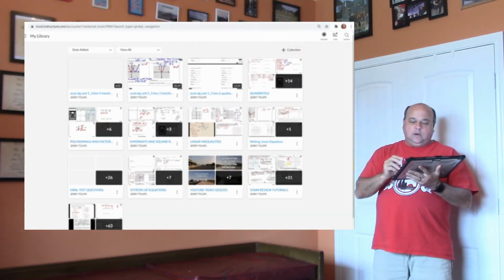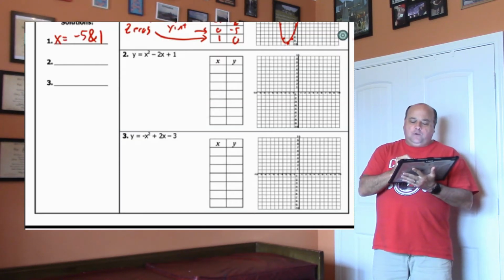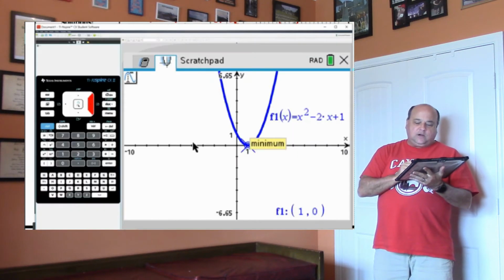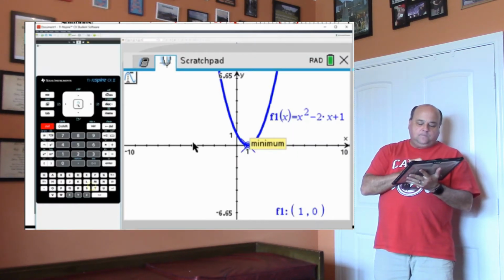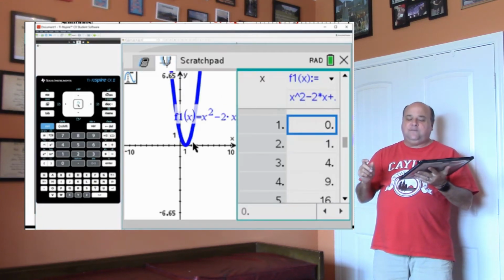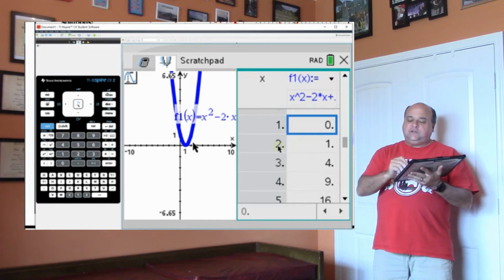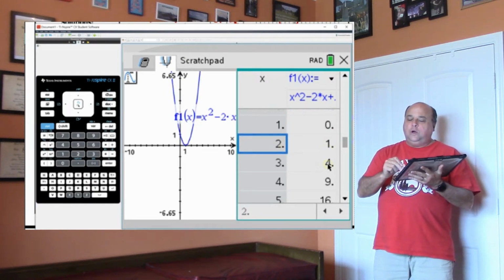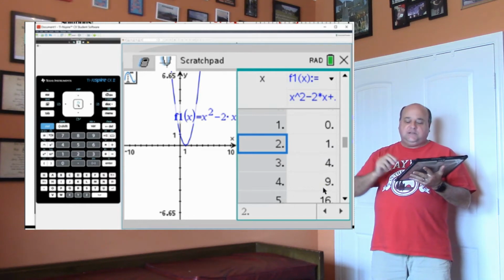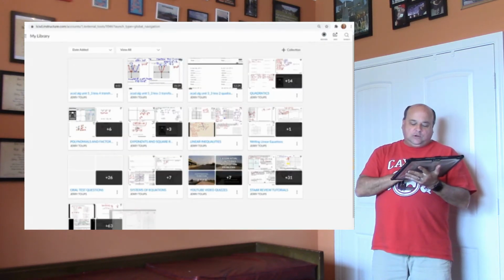Okay, so I'm going to go to here, row 1, and put 1, 0 right in the middle. And now then, let's go back to the calculator, hit Control-T. And notice, this is the table I'm going to graph it in. So 2, notice that the 2 right here, 2, 1, 4, 9, those are the perfect squares, aren't they? Because we did not change the a value. Okay, so go back to here.